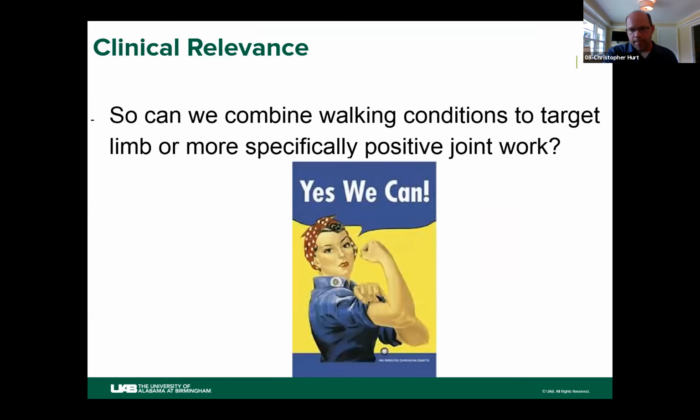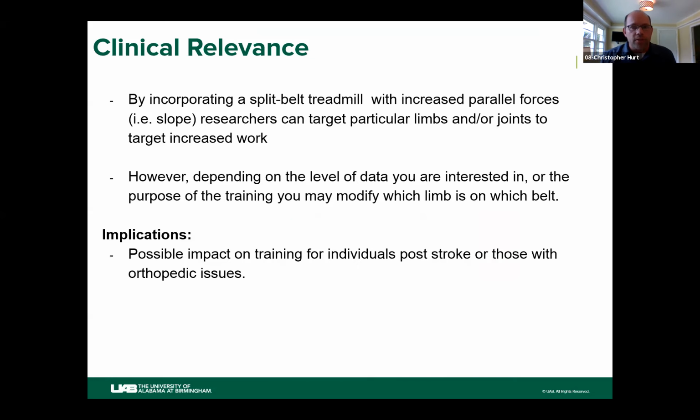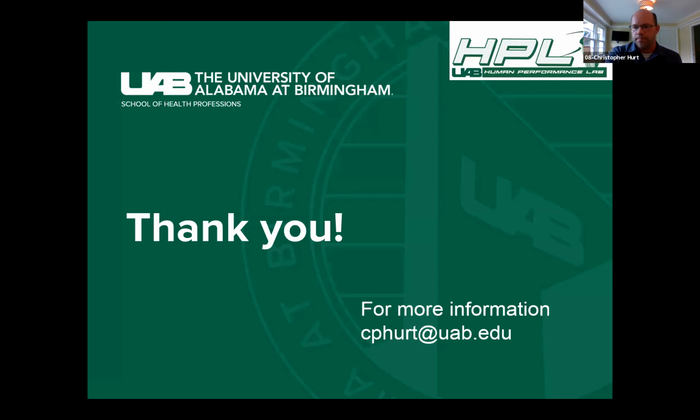Yes, we can. As far as the potential clinical relevance, by incorporating a split belt treadmill with increased parallel forces, so a slope, or using, similar to what we've done in the past, backward directed resistive forces, and I know that Franz and his team have done that as well, researchers can target particular limbs and or joints to target increased work. However, depending on the level of data you're interested in or the purpose of training, you may modify which limb is on which belt. This has possible impact on training for individuals post-stroke or those with specific orthopedic issues like ACL injuries. Thank you.